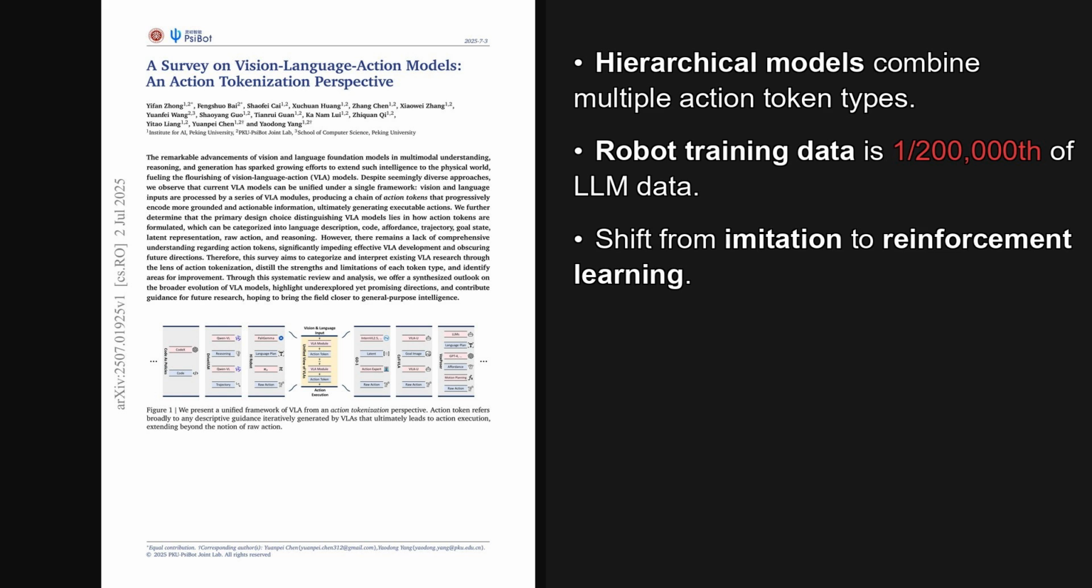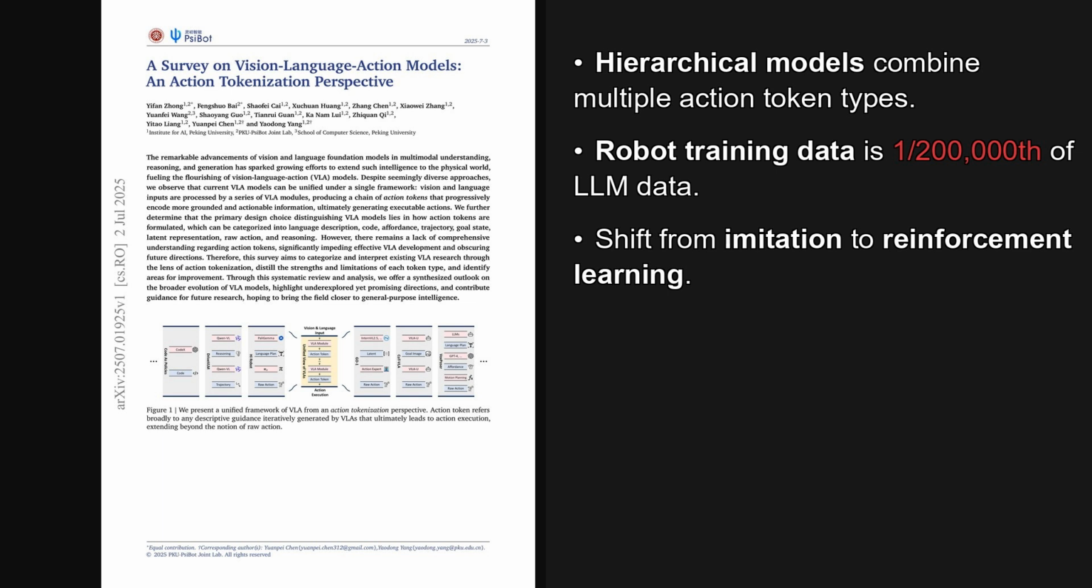I'm Alex, and today we're looking at a paper from the Hugging Face trending list, published on July 2nd, 2025, so just yesterday. This paper highlights a massive challenge in robotics, pointing out that the data available for training embodied AI is only about 1/200,000th the size of the data used for large language models. The paper is titled, A Survey on Vision Language Action Models, an Action Tokenization Perspective. And it offers a really clear framework for building models that can do things in the real world.